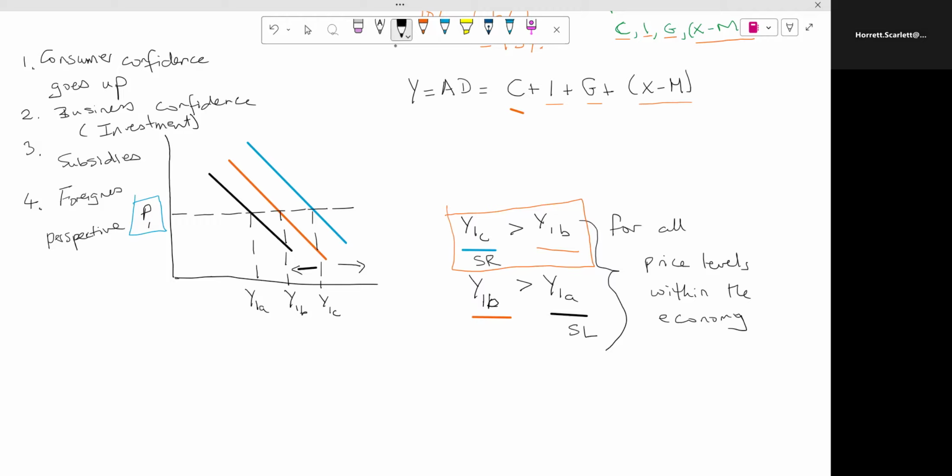Whereas when we are talking about a shift in the curve, we are saying that we are holding the price levels constant. And then we are looking at the other things that can create an increase or a decrease in GDP. And based on those factors, then we can see the curve shifting either to the right or to the left.